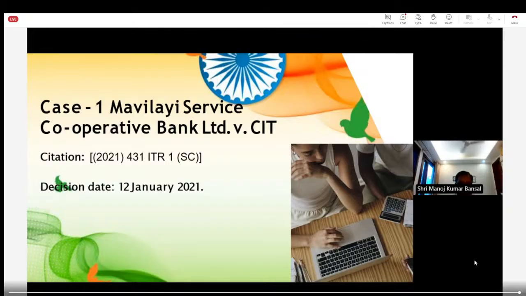My next pointer is whether a cooperative society can do business with non-members. Yes, a cooperative society can do business with non-members, but deduction under section 80P will not be available.